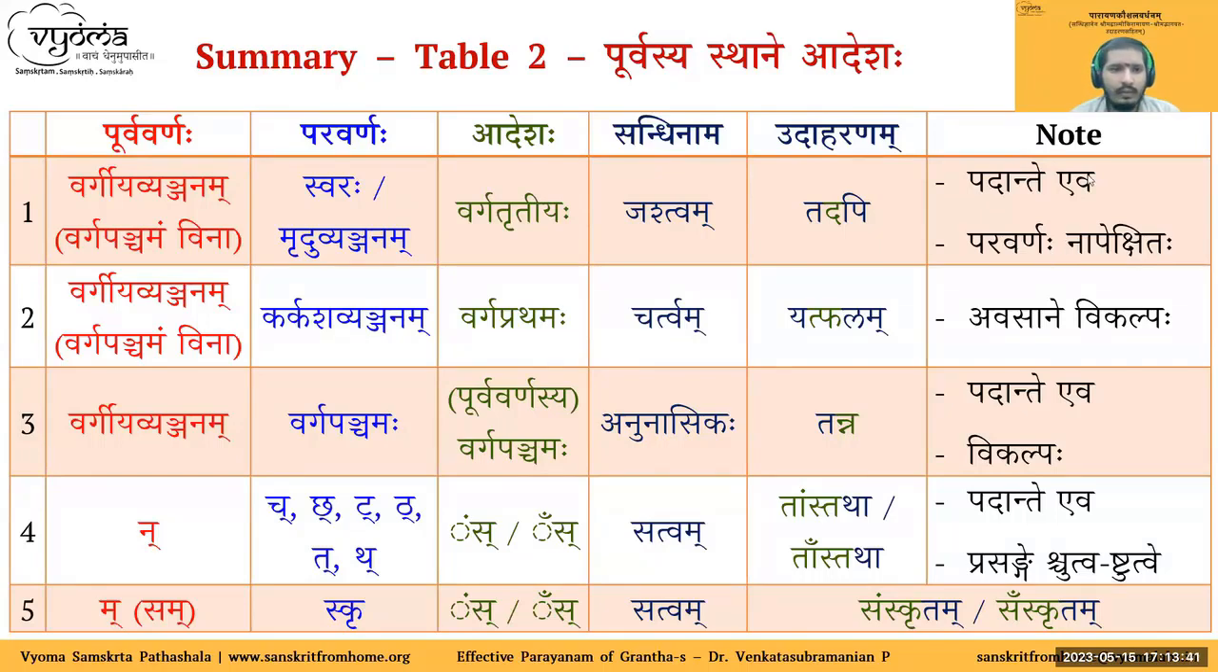Regarding this Sandhi, we also saw that this only occurs at the end of a Pada. Padante eva ayam Sandhi Bhavati. And also, though we are saying Paravarna should be a Swara or Vridha Vyanjana, actually, Jashtva Sandhi need not have a Paravarna at all. Without the Nimitta, without any condition of Paravarna, we can do the Jashtva Sandhi.